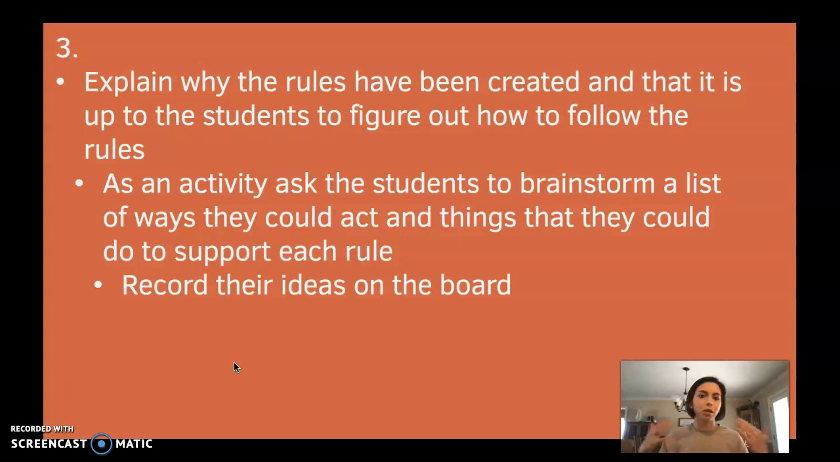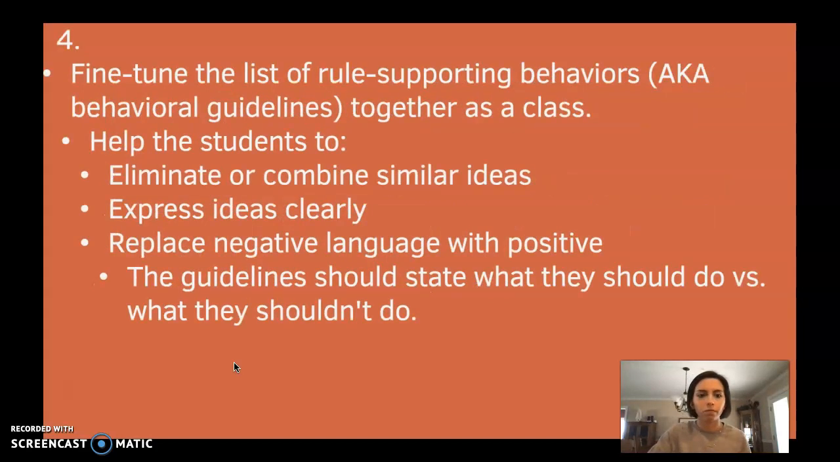My suggestion would be maybe to get them in groups. Say you have 25 students, make 5 groups and have each group come up with 3 different things that they could do, ways that they could act. Then you're going to record their ideas on the board.